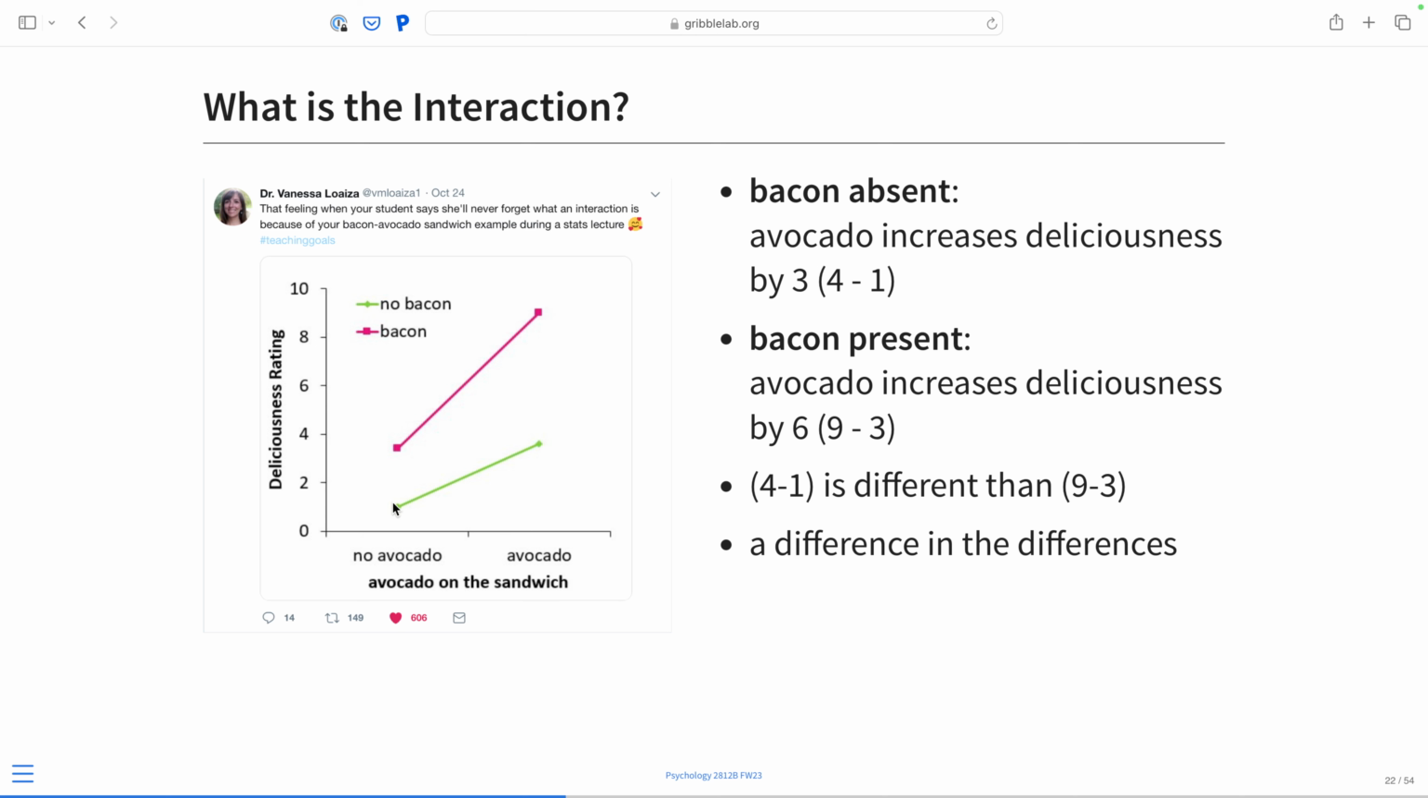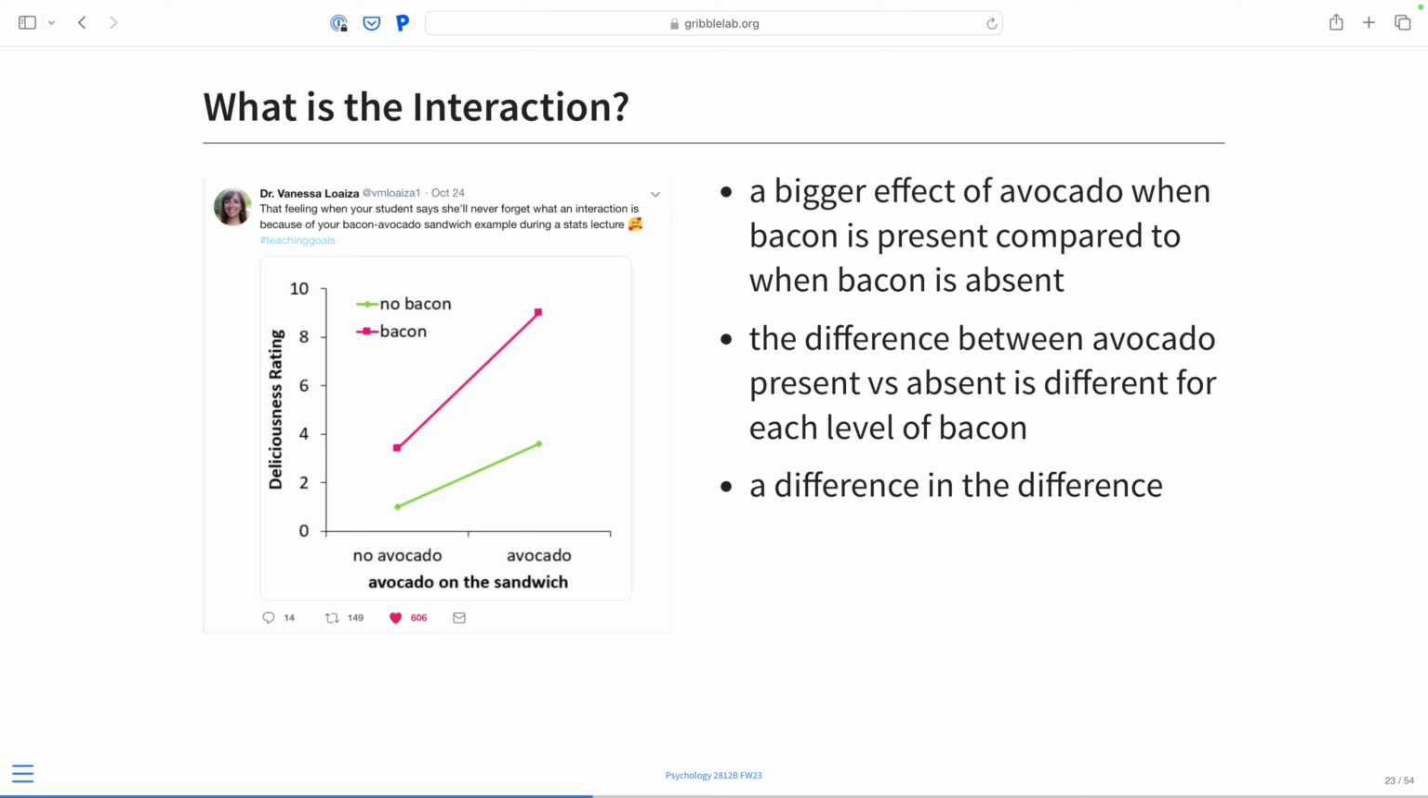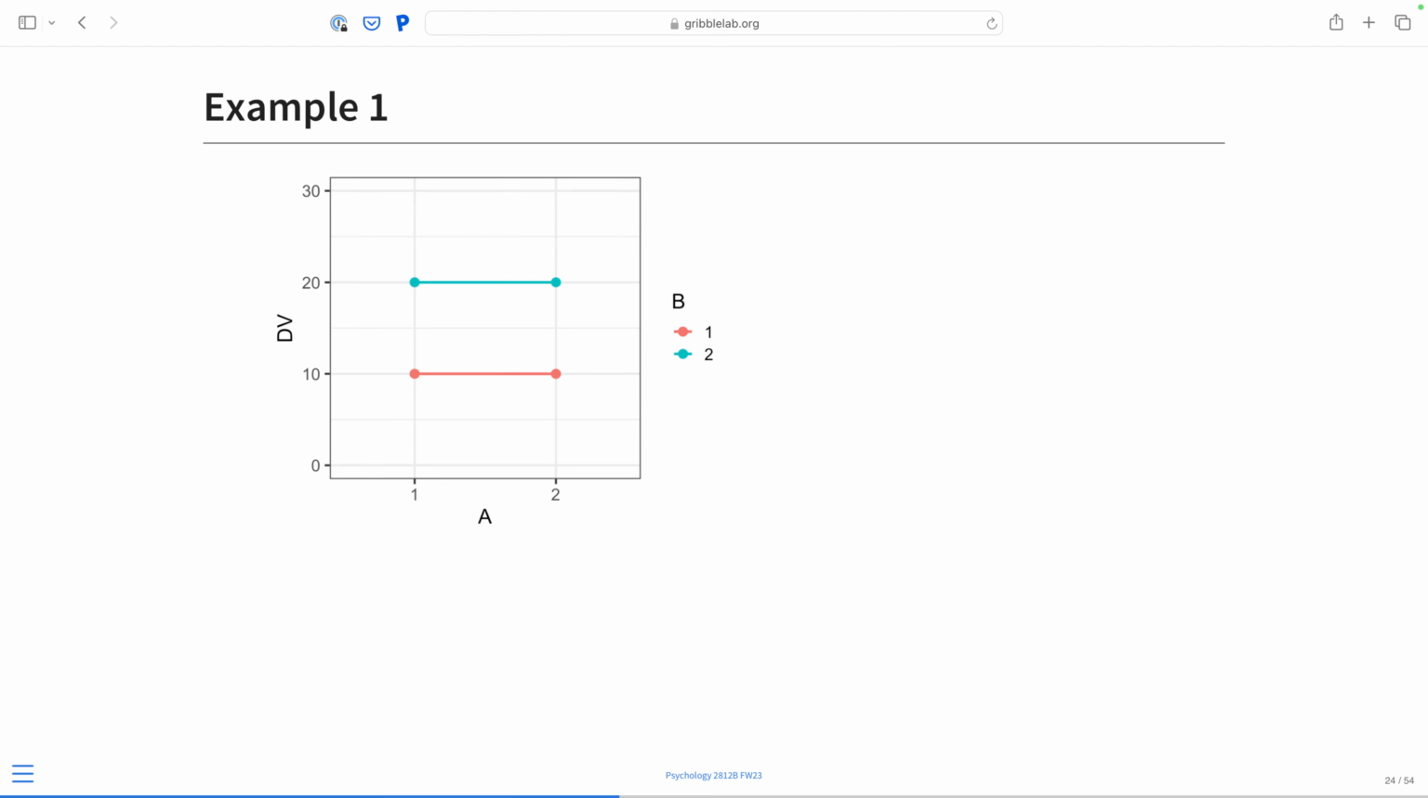So 4 minus 1 is different than 9 minus 3. 3 is different than 6. So it's a difference of differences that defines an interaction effect. The effect of avocado on deliciousness is different depending on the level of bacon. You get a bigger effect of avocado when bacon is present compared to when bacon is absent. A difference of differences. So that's the definition. That's the textbook definition of an interaction term, or an interaction between two factors.